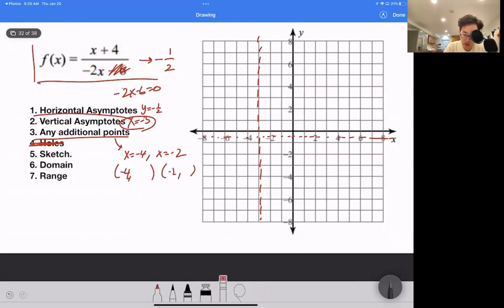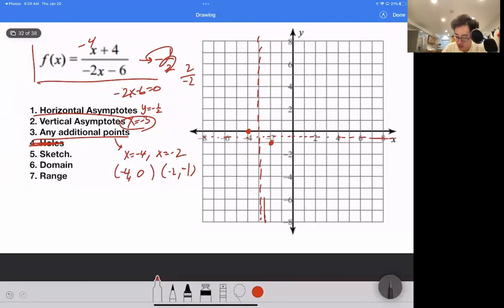I'm going to erase all these eraser marks. I'm going to plug it back in. So by plugging in -4, coincidentally, it actually ends up being a 0 for the top. So that's convenient. -2 plugged in, well, what is that going to give me? That's -2 in the bottom, and that's +2 at the top, so that should be -1. Okay, so good points. -4, 0 and -2, -1.